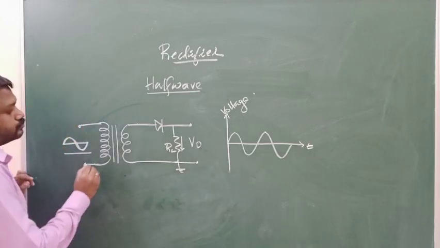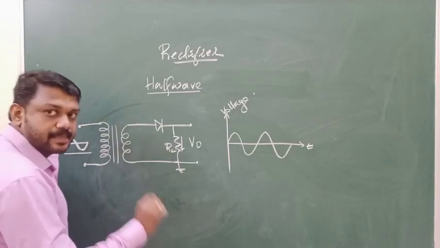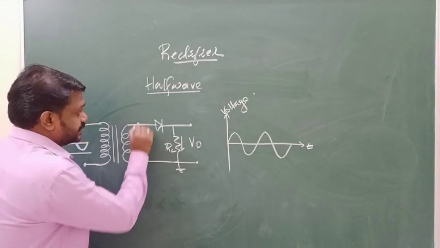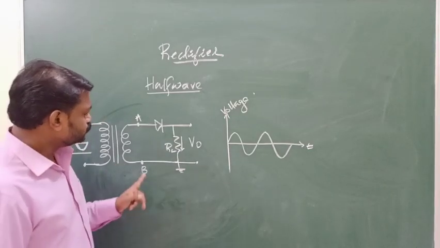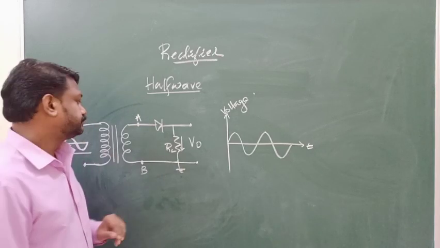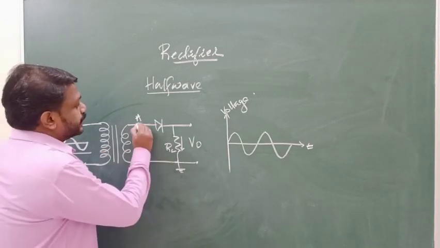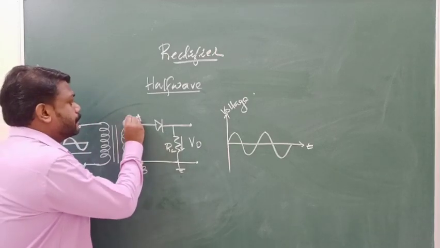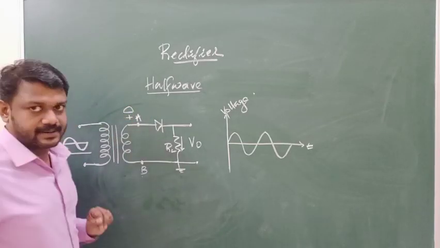Suppose the positive half cycle of AC is coming first. At that moment, these are the two points in the secondary of the transformer. B is already grounded. Grounded means it is at zero potential. So, during the positive half cycle, point A will become positive with respect to B.